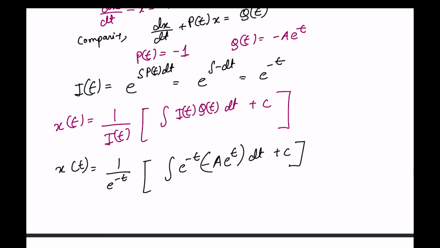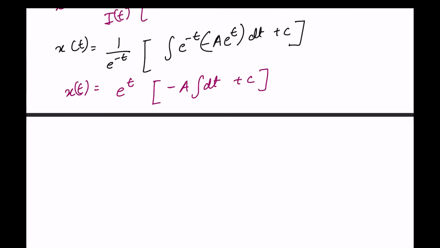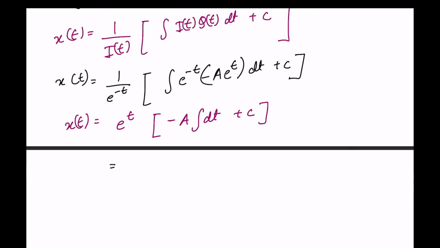What happens? This will become e to the power of t, and this will be minus a integral dt plus c. C is another constant of integration. So finally what we are left is e to the power of t. This integral of dt will be t.